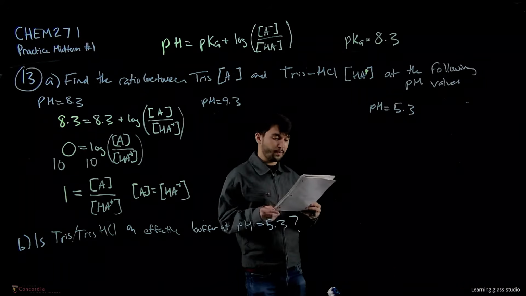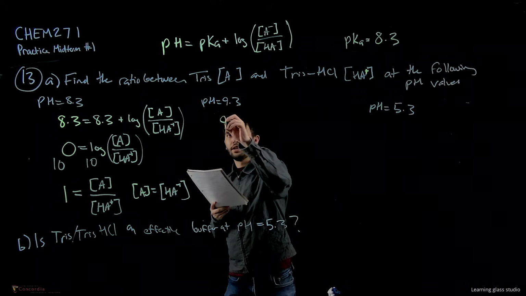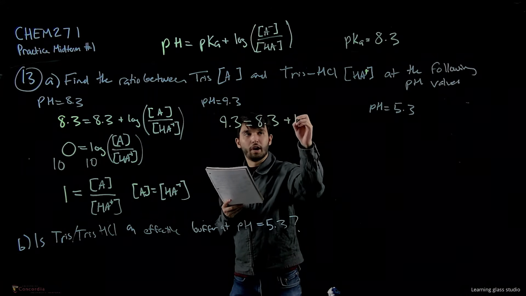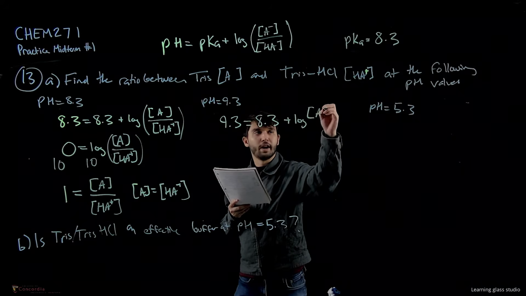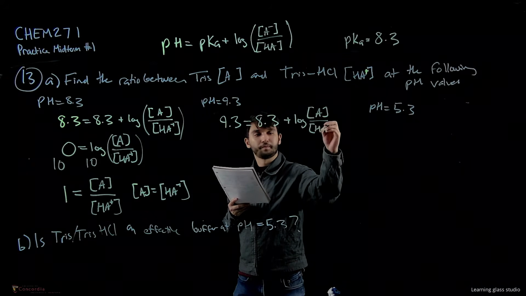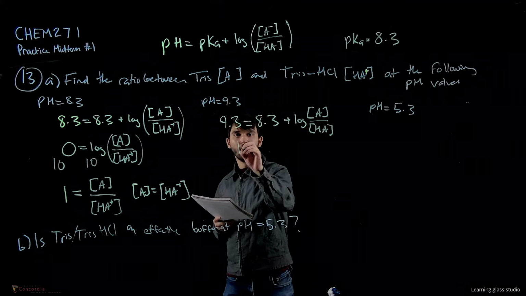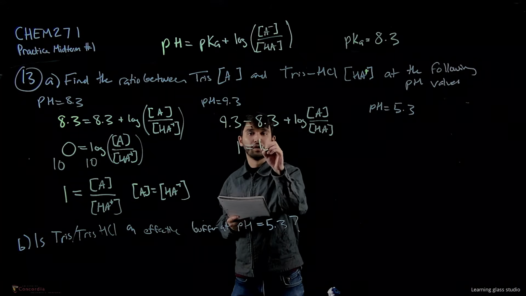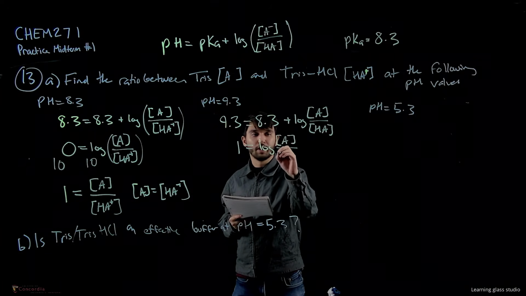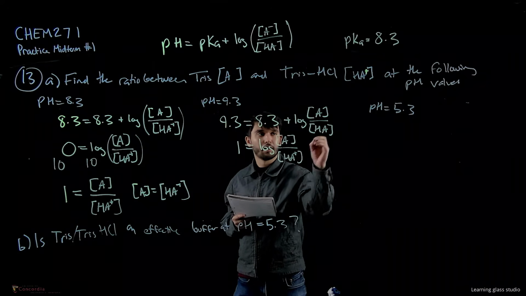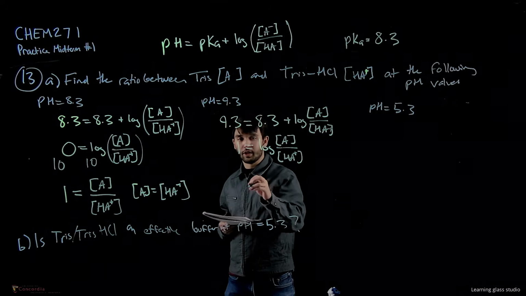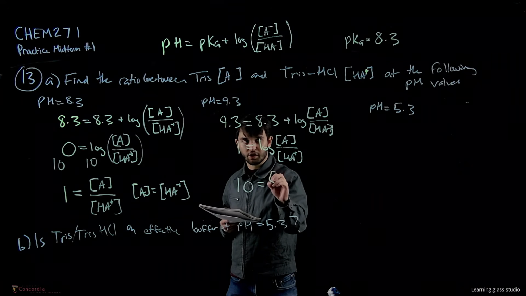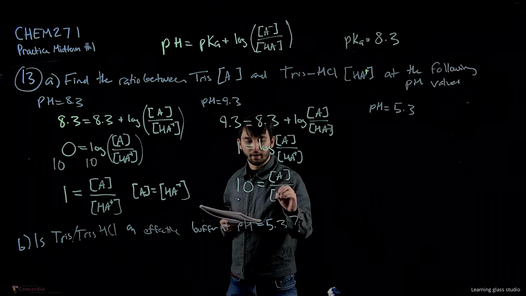Moving on, pH 9.3. Here we have 9.3 equals the pKa 8.3 plus the log of the ratio A over HA. So 9.3 minus 8.3 is 1, which equals the log of A over HA. Then we can do 10 to the power of both sides, and we get 10 to the 1, which is 10, equals the ratio of A over HA plus.